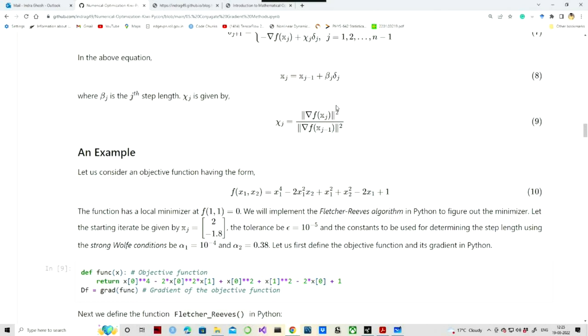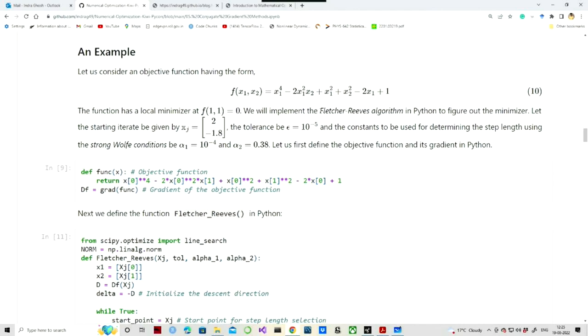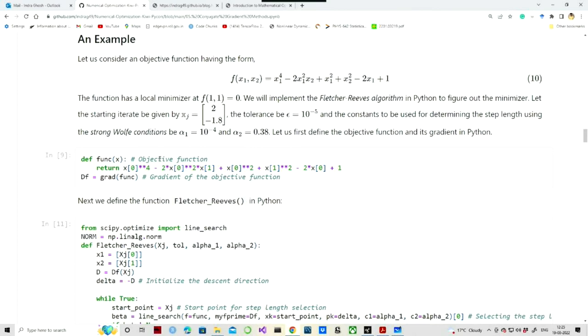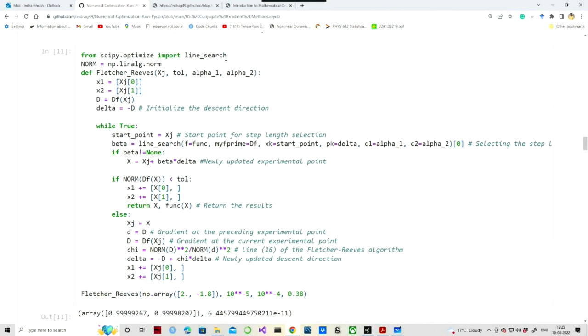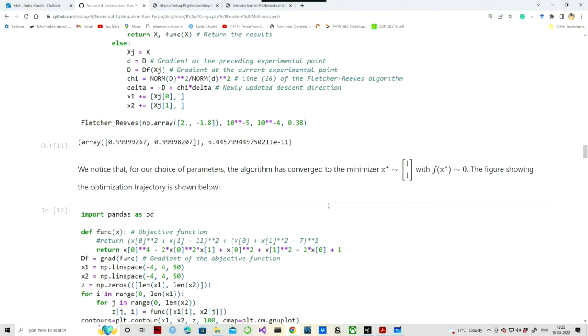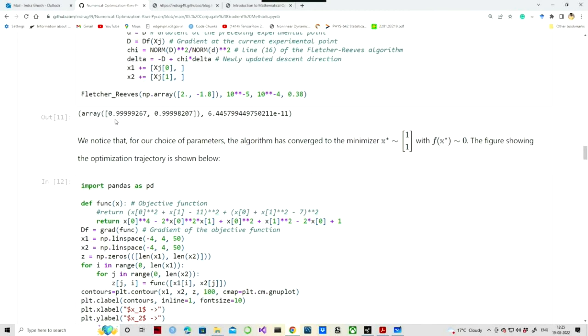So again, an example. We define the function f of x1, x2, which is given by this objective function. We calculate the gradient. Next, we define the function Fletcher-Reeves, which is this whole implementation of the algorithm. If you run this cell, you will see that the minimizer is 1, 1, and the value of the function at that minimizer is almost zero, on the order of 10 to the power minus 11.